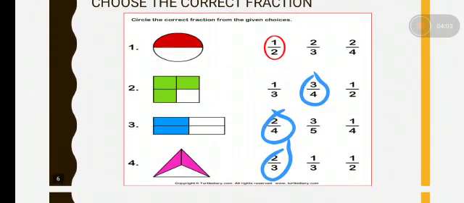Now, third part, there are 4 total parts and 2 are colored. So the correct fraction is 2 upon 4. And in the triangle, there are 2 colored parts. Total parts were 3. So 2 upon 3.